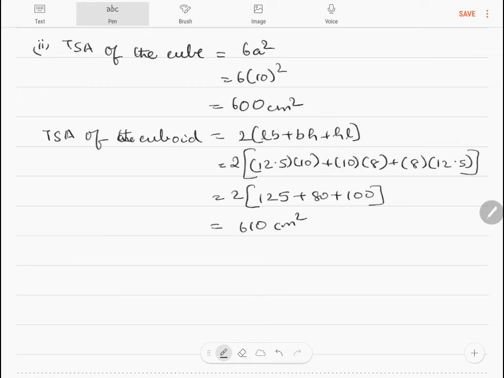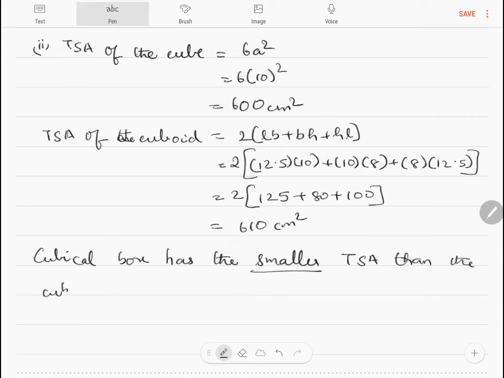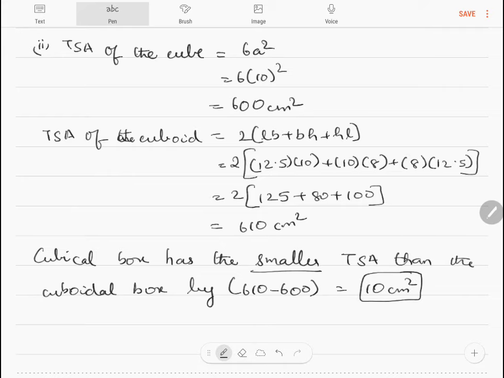So now here the cubical box will be smaller. The cubical box has the smaller total surface area than the cuboidal box. They've asked by how much, which is equal to 610 minus 600, so by 10. This is the answer.